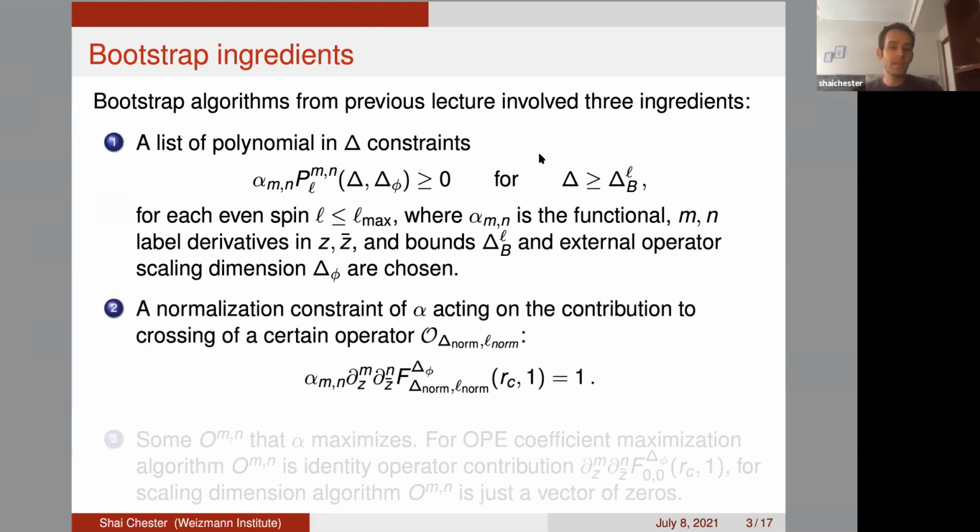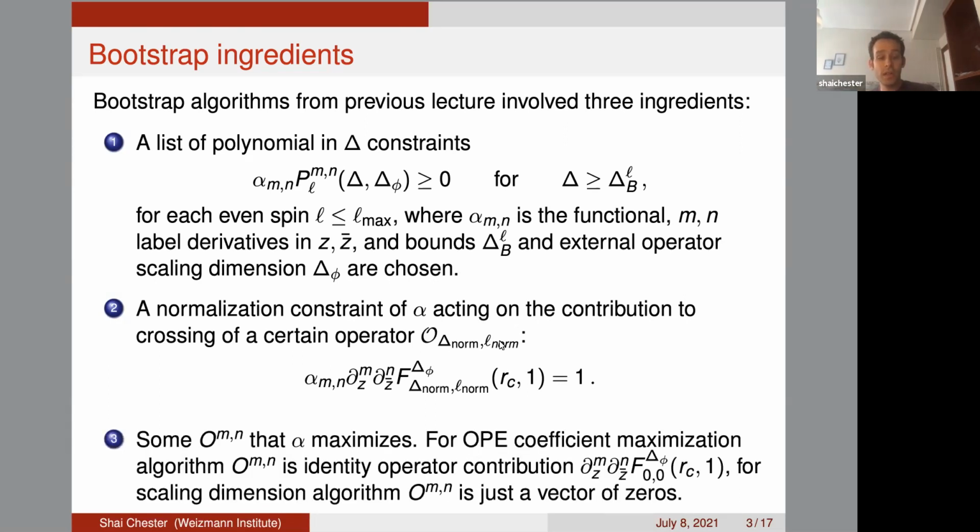The second ingredient is a normalization constraint on the functional alpha, where alpha will act on the contribution to crossing of a certain operator, which we are normalizing to 1. And so for different algorithms, we normalize different operators. In one case, it might be the identity. In one case, it might be some other operator. So for generality, I just write delta norm and spin norm.